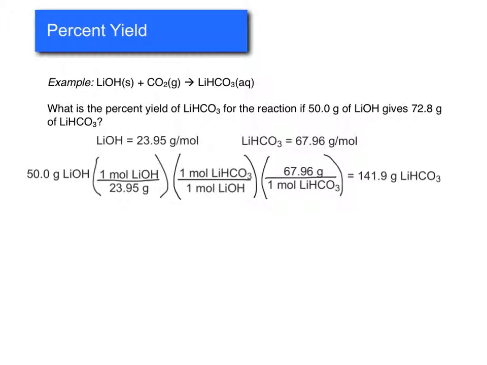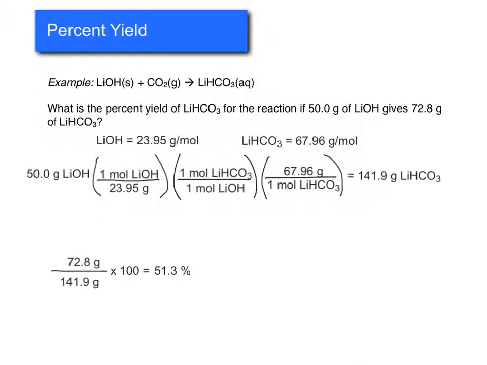Okay, so we know from the equation that I gave you for percent yield that we want to take the actual yield, which is 72.8 grams, divided by our theoretical yield, which is 141.9 grams, and multiply that by 100 to get the percentage. And when we multiply all that out, we get 51.3%. So we only got about half of the product out of this reaction that we thought we should.